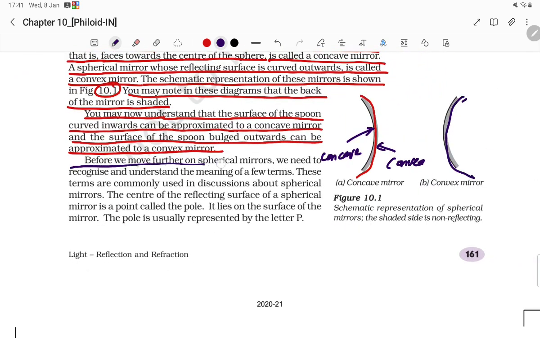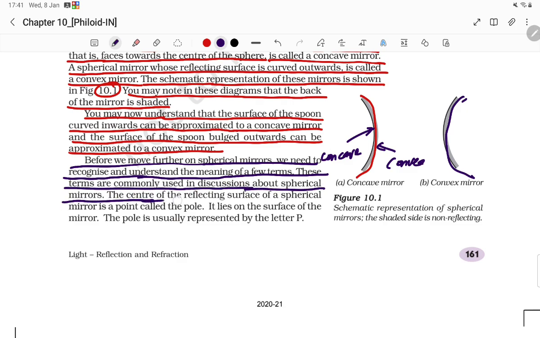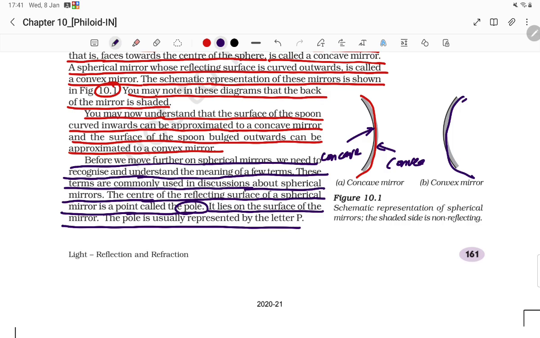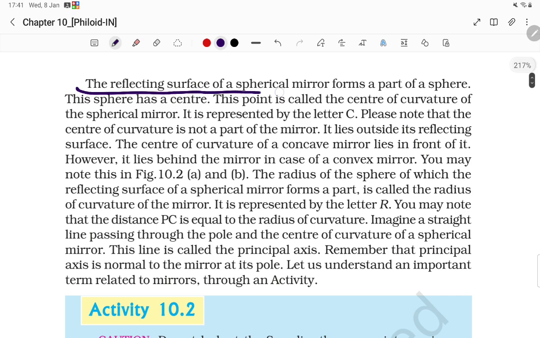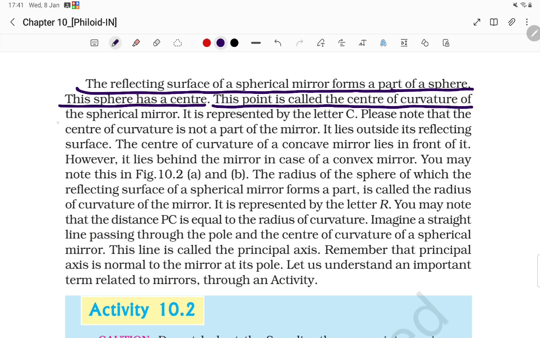Now, before we move further with spherical mirrors, we need to recognize and understand the meaning of a few terms. These terms are commonly used in discussions about spherical mirrors. The center of the reflecting surface of a spherical mirror is a point called the pole. It lies on the surface of the mirror. The pole is usually represented by the letter P. The reflecting surface of a spherical mirror forms a part of a sphere. This sphere has a center. This point is called the center of curvature of the spherical mirror. It is represented by the capital letter C.